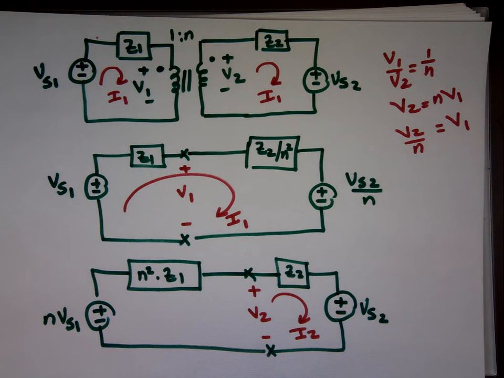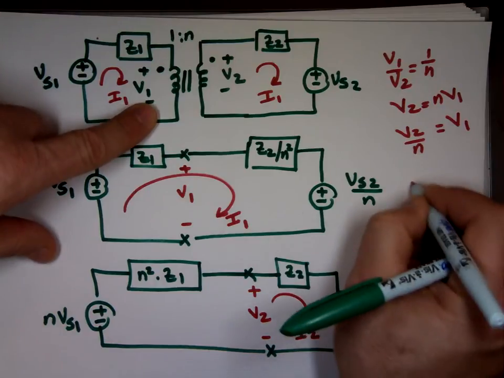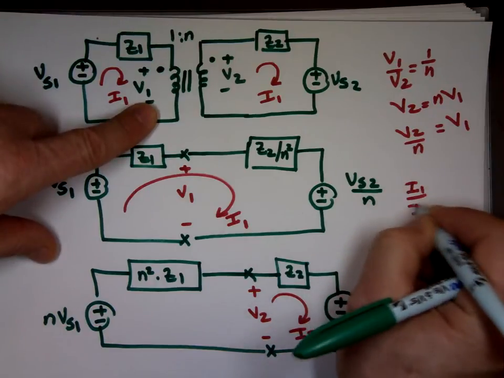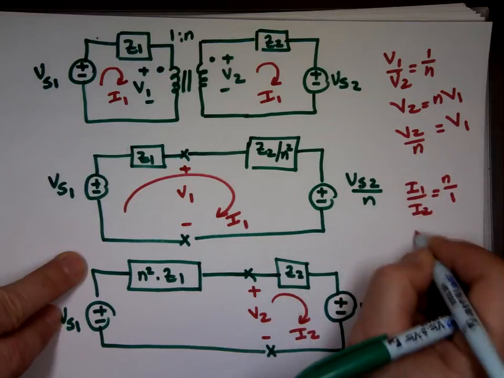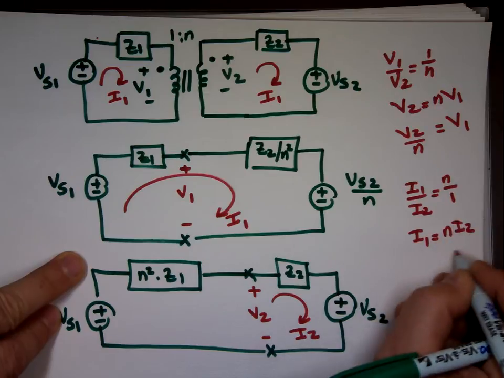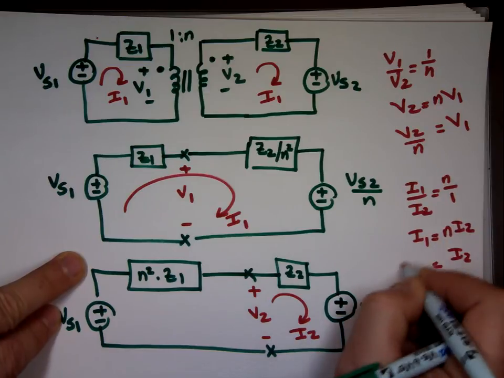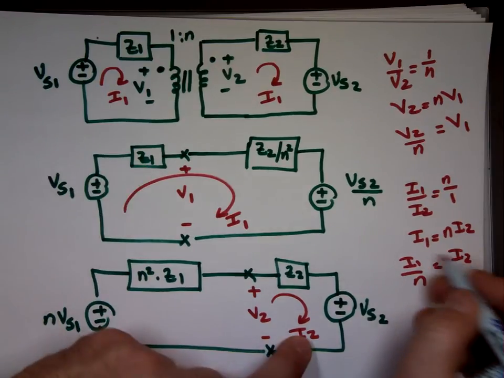The other one, if you look at I sub 1, I sub 2, the ratio of I sub 1 to I sub 2 is N2 to N1. That's N over 1. That tells me I sub 1 equals N times I sub 2, or I sub 2 equals I sub 1 over N. So if you know I sub 1, you know I sub 2. If you know I sub 2, you know I sub 1. You can find everything about it.